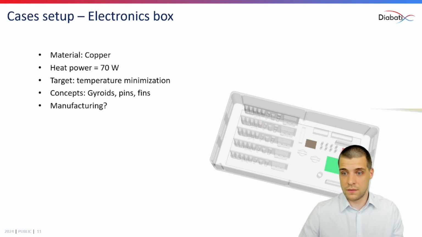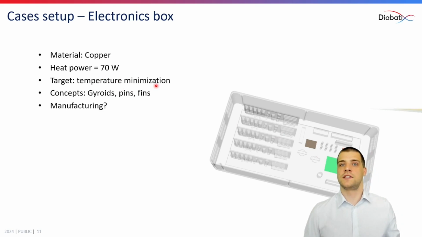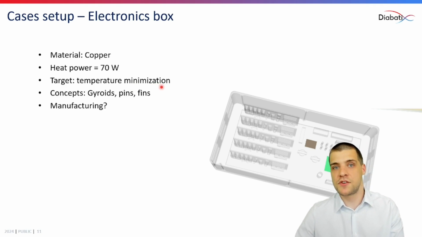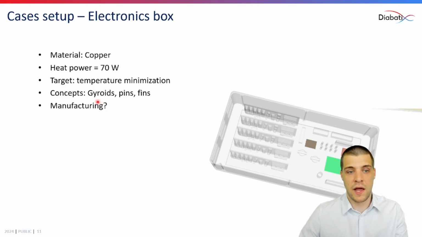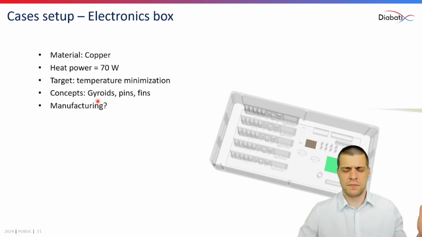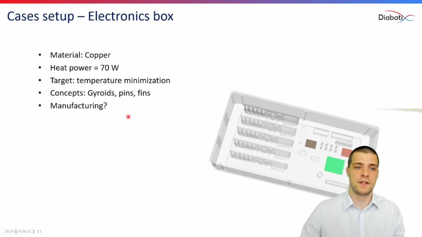So our main heat sources, our main cooling structures will be made out of copper. In total, we have 70 watts of energy that we have to evacuate, distributed over 3 heat sources, so 3 chips. As I mentioned, we want to maximize heat exchange efficiency, so we will use a temperature minimization objective, and we allow for both TPMS structures like gyroids, Schwartz elements, split piece, as well as pins and fins.